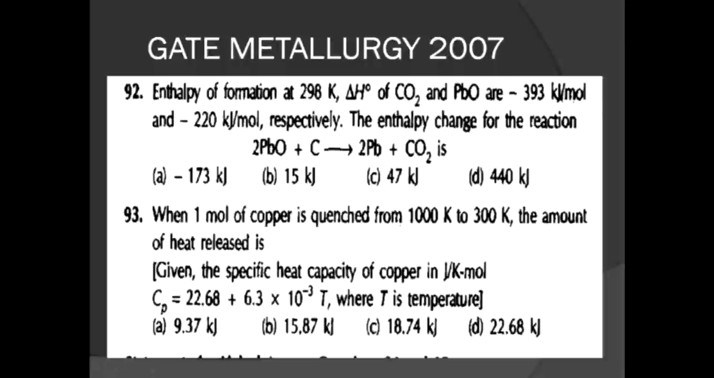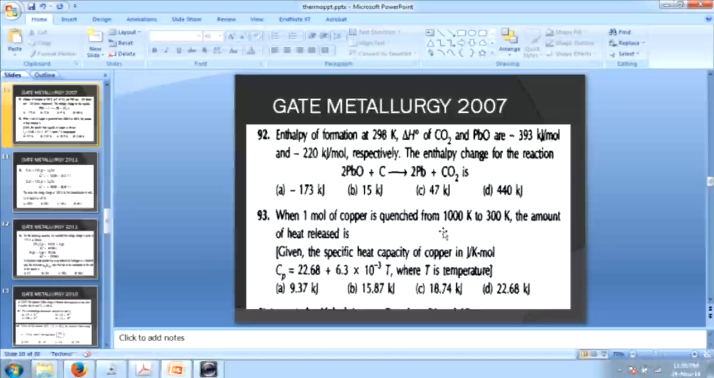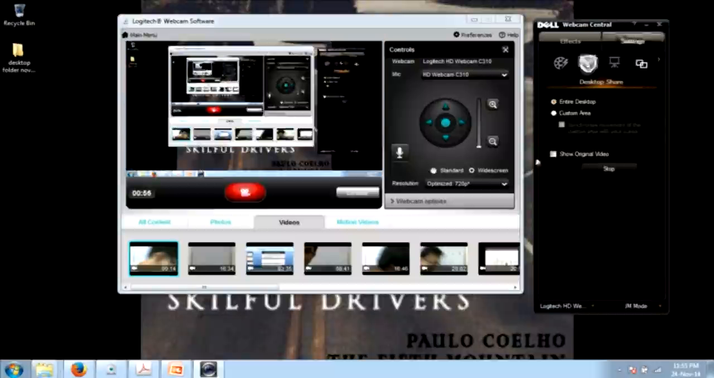So it says that the enthalpy of formation at 298 K is given for PbO and CO2, and the enthalpy change for the reaction needs to be calculated. And in another example, 1 mole of copper is quenched from 1000 K to 300 K, and the amount of heat released is, again, you have to calculate the enthalpy change. In both the equations you need to calculate the enthalpy changes. So let's see how to calculate these enthalpy changes.